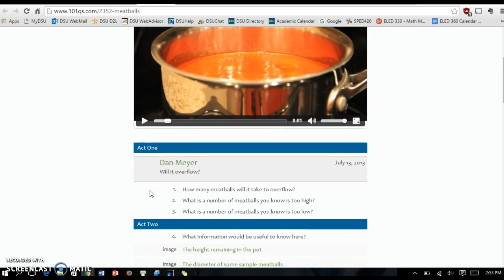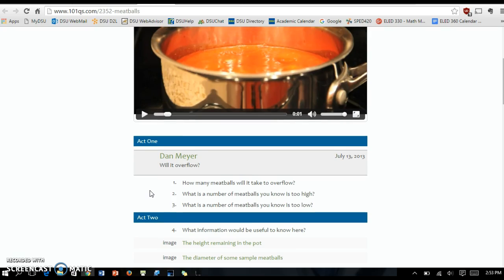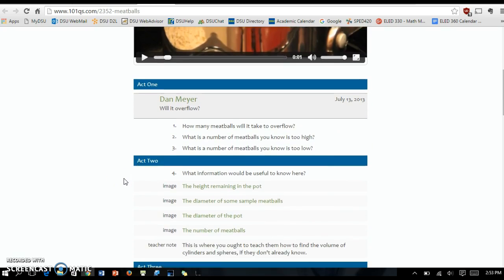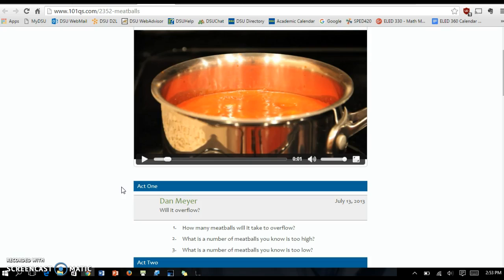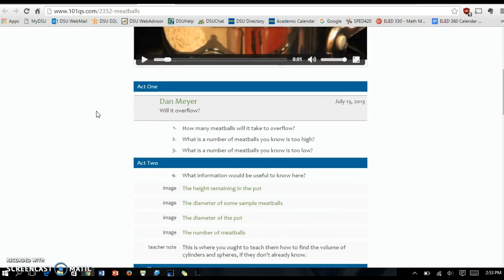And I think this would be a really great one to have kids make predictions on again, so they can guess how many meatballs is too high and too low, because it's actually surprising how many you can fit in there. And then we'd have a great discussion about what information they need to know, because there's actually quite a bit of stuff that students would want to know for this.